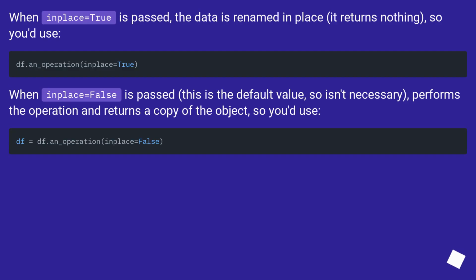When inplace equals true is passed, the data is renamed inplace. It returns nothing, so you'd use. When inplace equals false is passed, this is the default value, so isn't necessary, it performs the operation and returns a copy of the object, so you'd use.